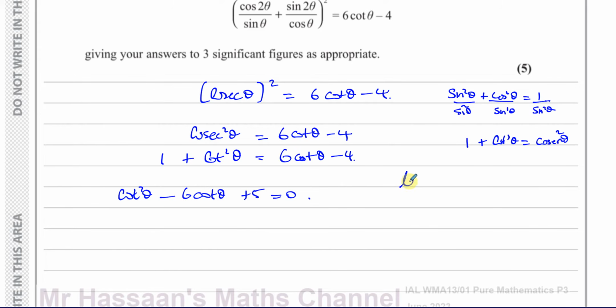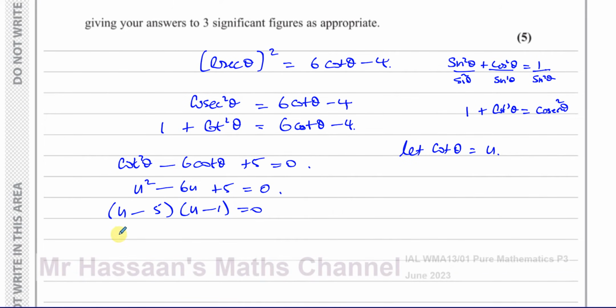So let cot theta equals u. So this is going to be u squared minus 6u plus 5 equals 0. Two numbers multiplied to give you 5, and they both have the same sign, and they add to give you minus 6. Well, that's pretty easy. It's u minus 5 and u minus 1. When I multiply them together, I get plus 5. When I add them, I get minus 6. So that will give us our answer. So u is going to be 5 and u is going to be 1.